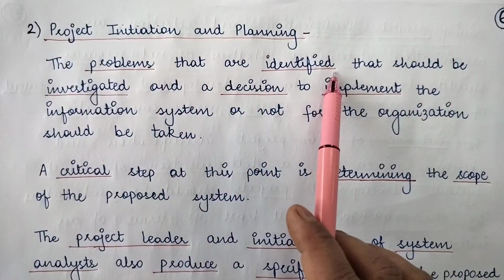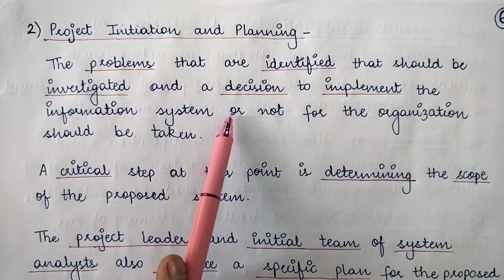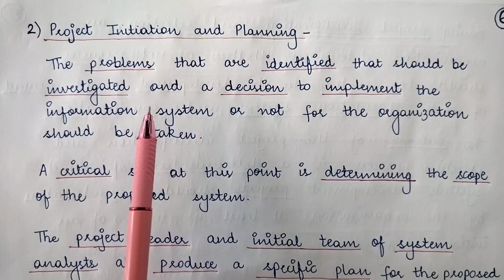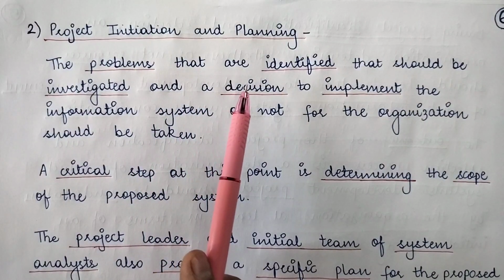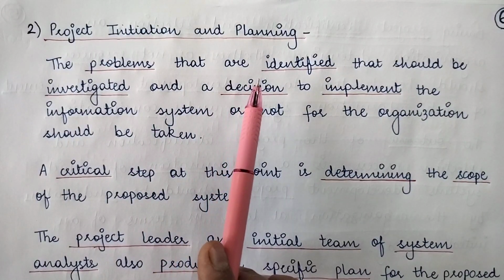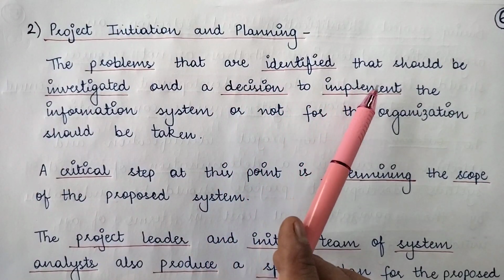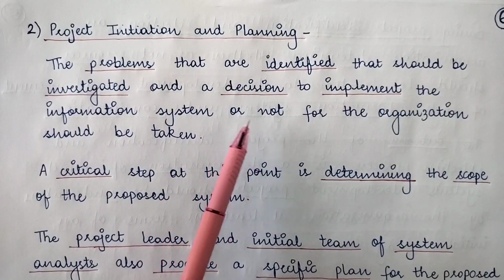The problems that are identified should be investigated and a decision to implement the information system or not for the organization should be taken. So, whatever problem the user came up with in the first phase, those problems are identified here. What are the problems that the organization is facing, and are those problems big enough so that a decision to implement a new information system should be taken or not.